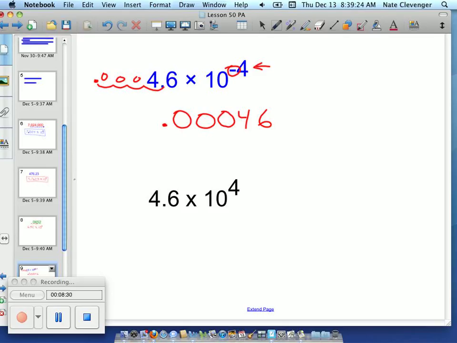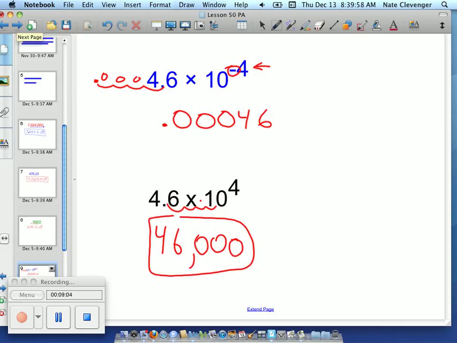Number 2 here, Megan. Since it's positive, what's our number going to look like when we get done changing it? Is it going to be a decimal number, or is it going to be a number bigger than 1? Bigger than 1, since it's positive. So that means I would move my decimal to the right to make it a number bigger than 1. So I'm going to move it 4 places. 1, 2, 3, 4. That's 4, 6, and then 3 zeros. 46,000.